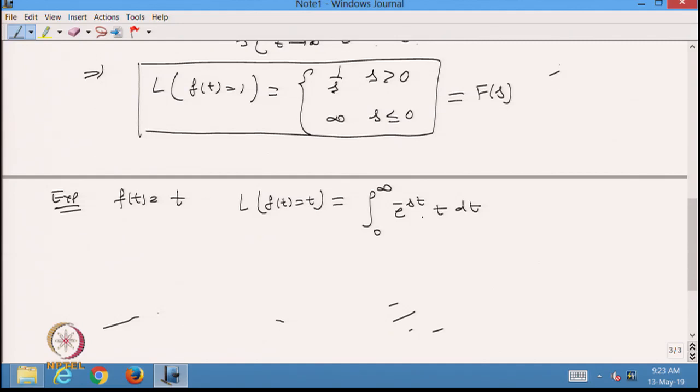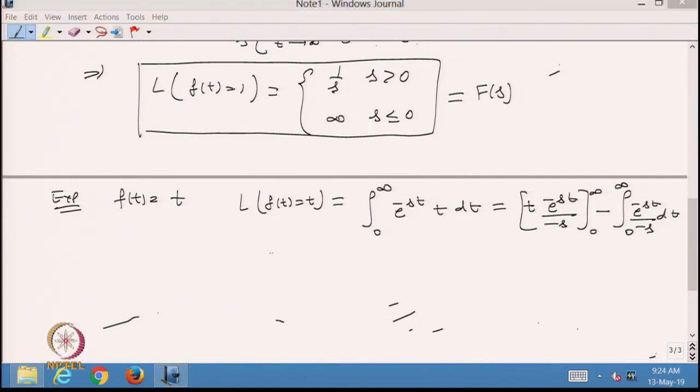Here I have to use the integration by parts rule to find the integration, because in the Laplace transformation you will always get functions of this type, and then you have to apply integration by parts. In this case I will take t as the first function, and the integration of the second function, and then putting the limit, minus the integral from 0 to infinity, where I take the derivative of t, that is 1, times e^(-st) dt divided by minus s. So, that is the integration of the second function.